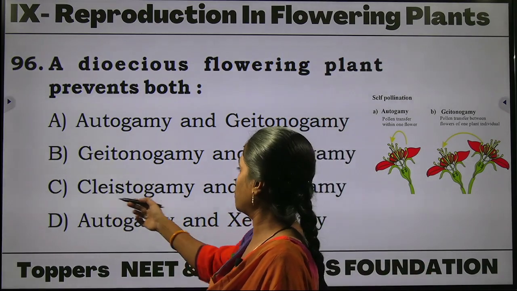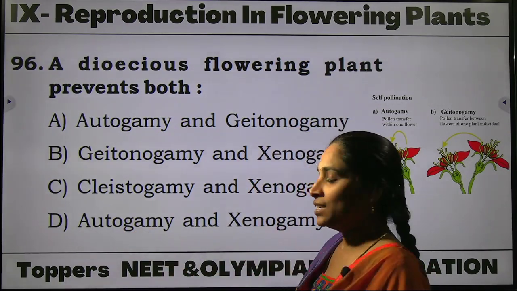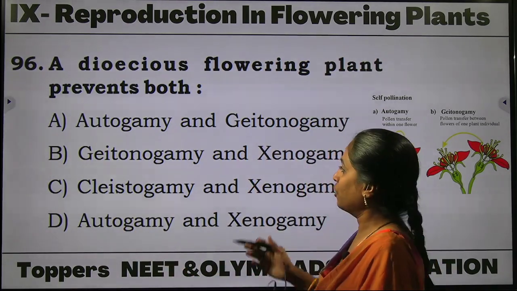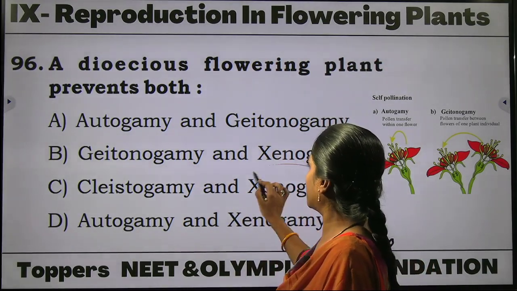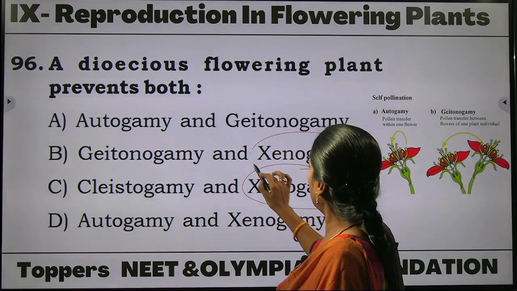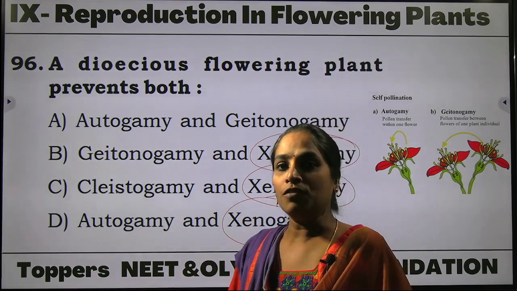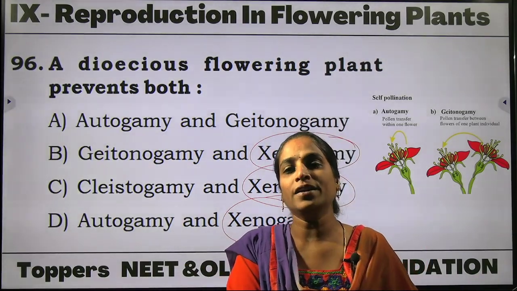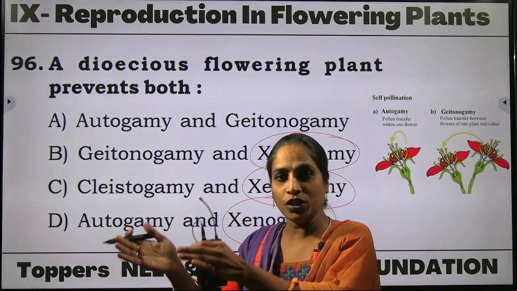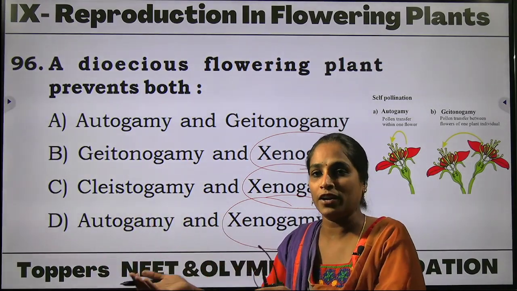It might be cleistogamy and xenogamy, and it might be autogamy and xenogamy. My dears, if you remember our previous session, one of the questions is related to xenogamy. What is xenogamy? So we are observing a type of cross pollination from the male flower of one particular plant, and the pollen grains are transferring to the female flower of another plant, not the same species.